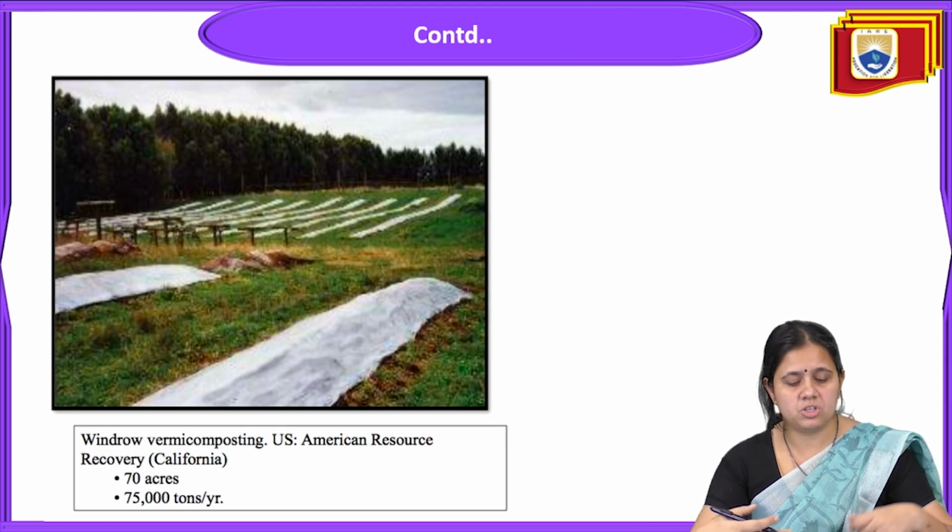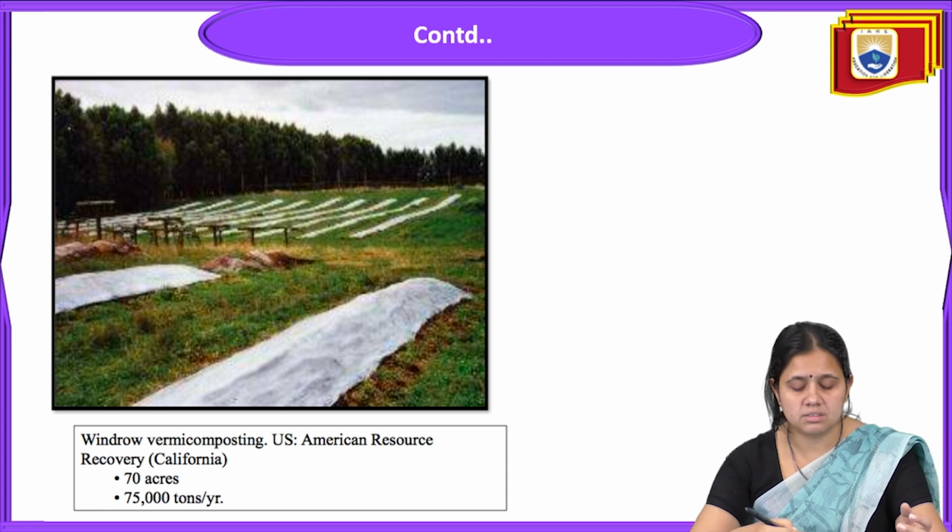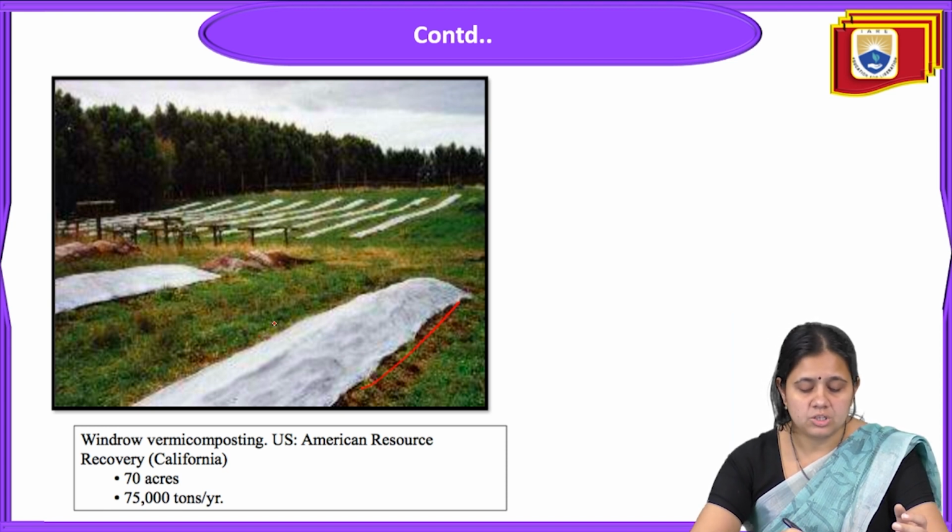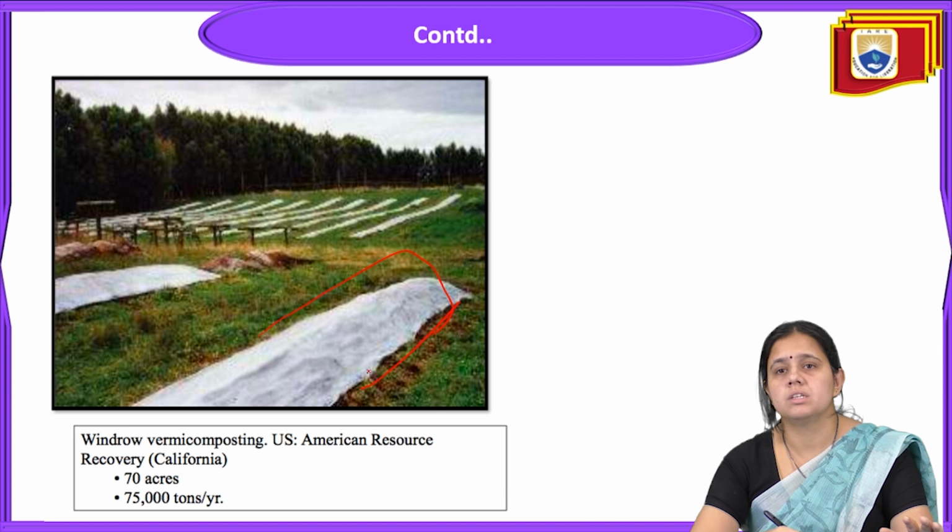So this is the picture where you can see the windrow composting. You will see that the ground is covered with white-colored material. This is called windrow composting. This picture is from the windrow vermicomposting at American Resource Recovery, California.